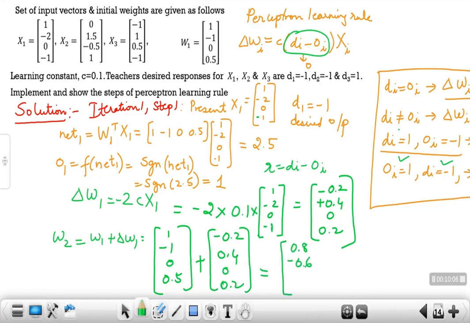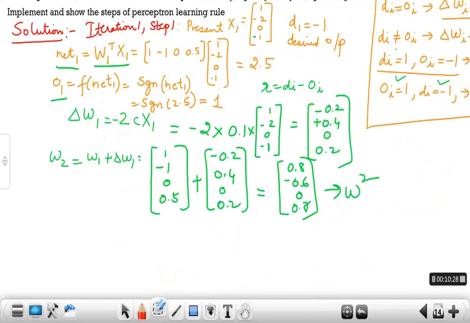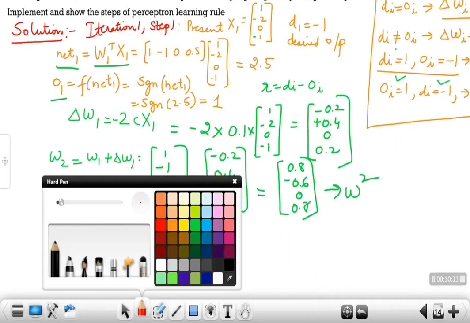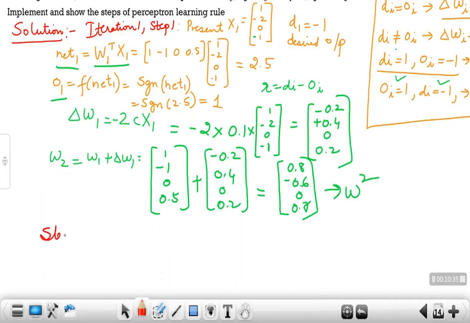Okay, I made a mistake. This has to be minus, this has to be plus. Minus 0 is as good as 0 only. Plus what you get here, that is delta W1. So if you find this, this will be 0.8, minus 0.6, 0 and 0.7. So this is W2. Now with this W2 we have to do iteration 2.